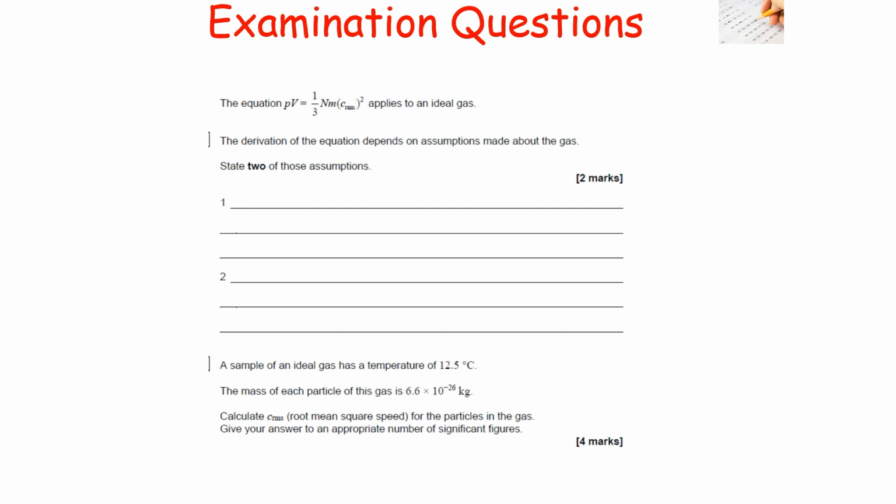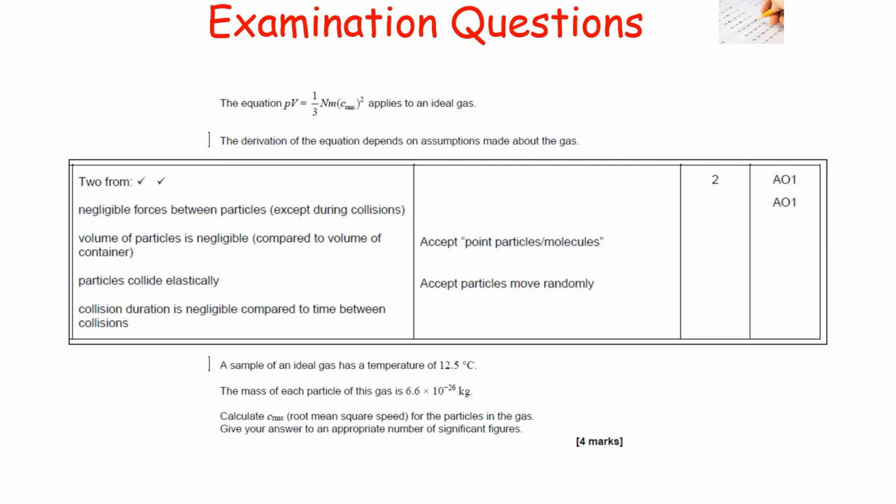Right, it's very important you know all the assumptions about an ideal gas. So the major ones regarding the gas itself are as follows. There's negligible forces between the particles. The volume of the particles is negligible compared to the volume of the container, so they're point masses. The particles collide elastically, and the collision duration is negligible. It doesn't exist compared to the time between the collisions. Like I said before, it's very important you just learn the assumptions of the ideal gas.